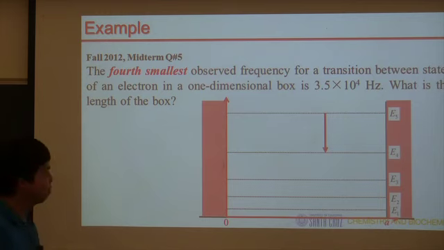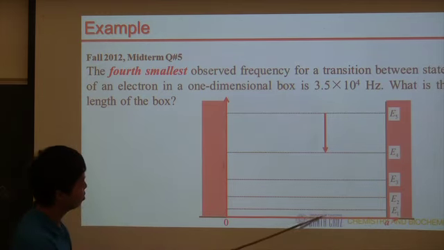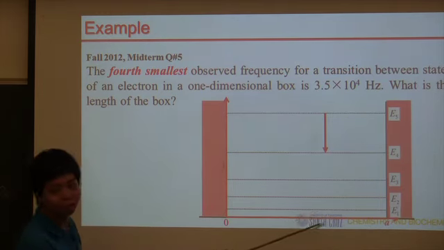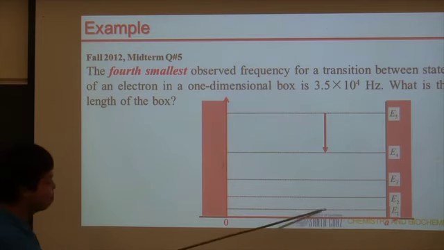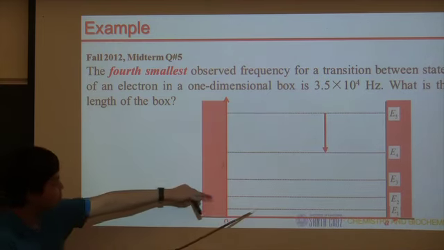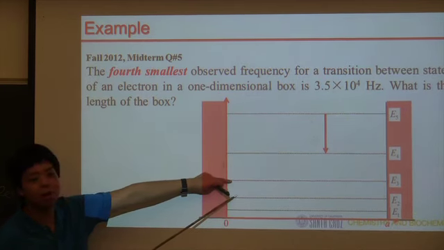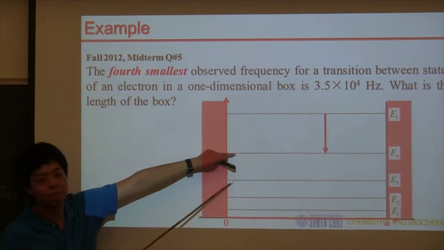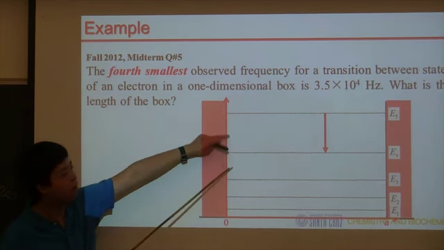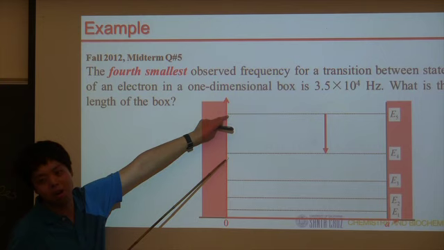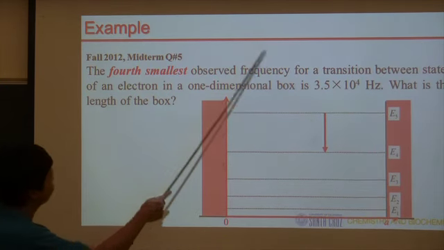Okay. So of course, can you see this one in the first one? No. And it cannot be 0, so you cannot jump back to 0. So this will be the first, the smallest energy gap. Second, the smallest energy gap. Third smallest energy gap. Fourth smallest energy gap. So the fourth smallest observed frequency will do this.